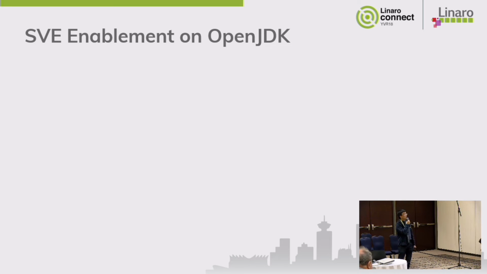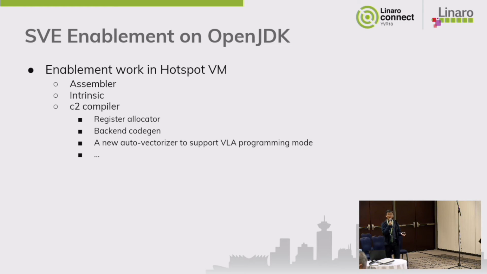Then I will talk about the SVE enablement in OpenJDK. We can see that in OpenJDK HotSpot there will be some work: for example, the assembler, the intrinsics, and the C2 compiler. In the C2 compiler, we will have the register allocator, which will need to support the scalable vector size and also the predicate registers. We also need backend code generation to generate SVE instructions. And we will probably need a new vectorizer to support the VLA programming model, since currently the OpenJDK C2 auto-vectorization does not quite fit SVE, so we will probably need a new auto-vectorizer.